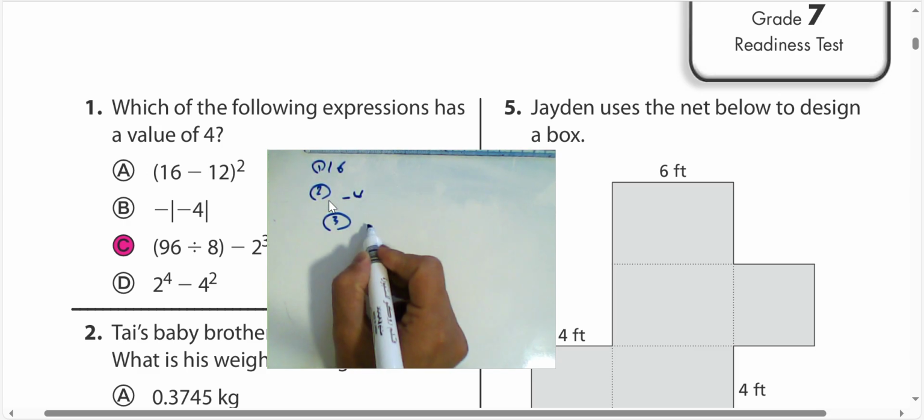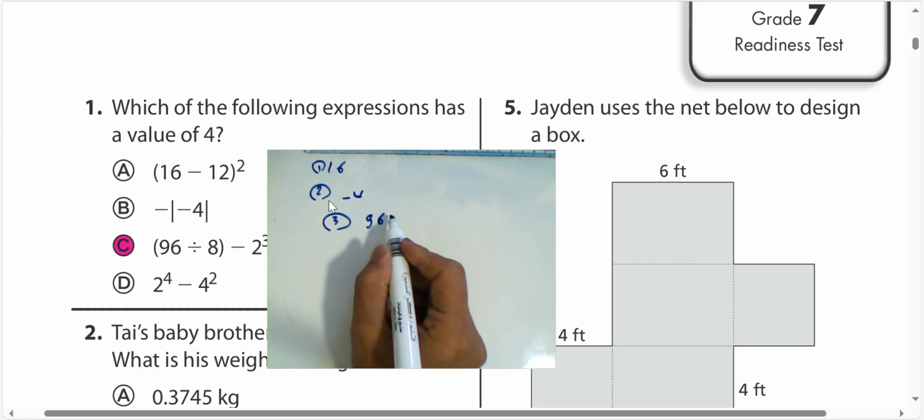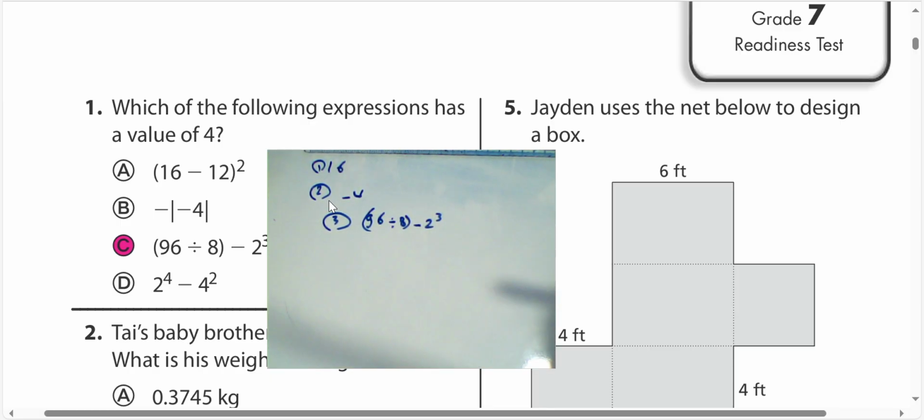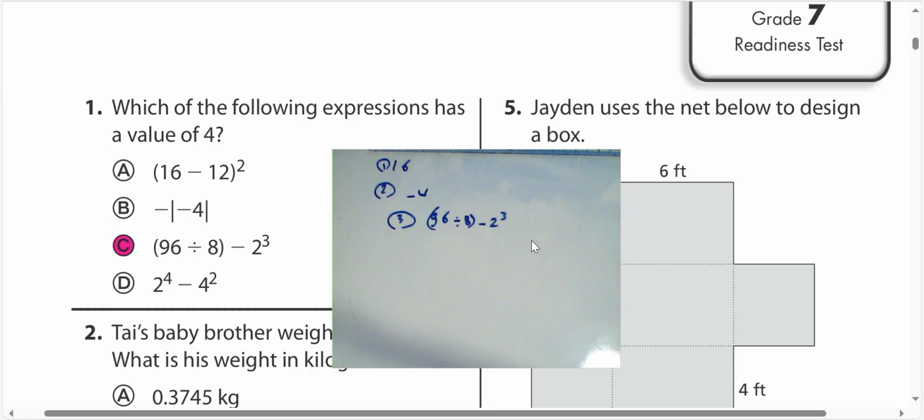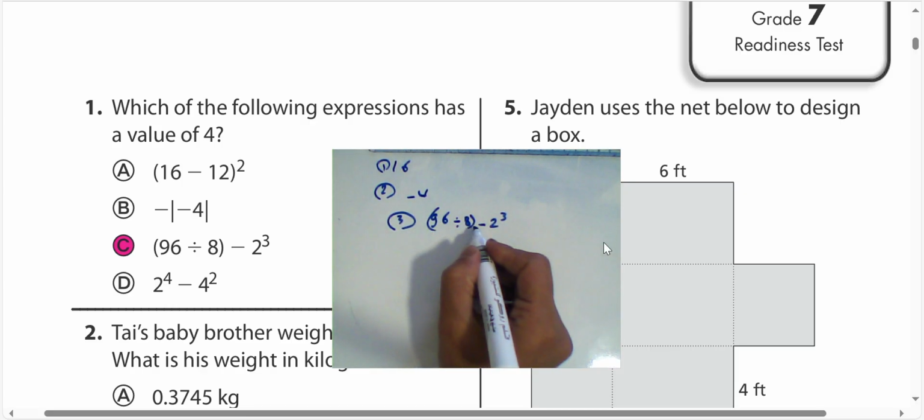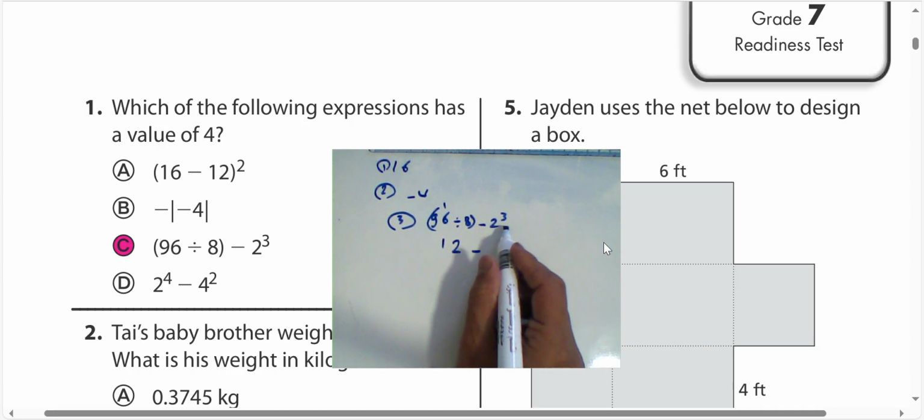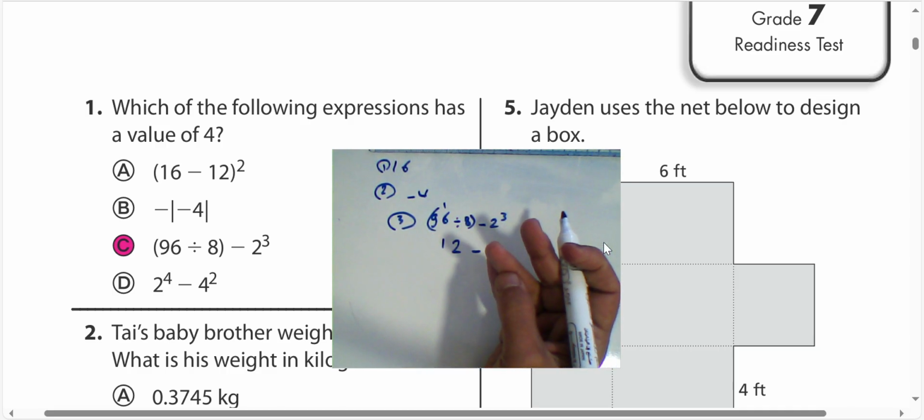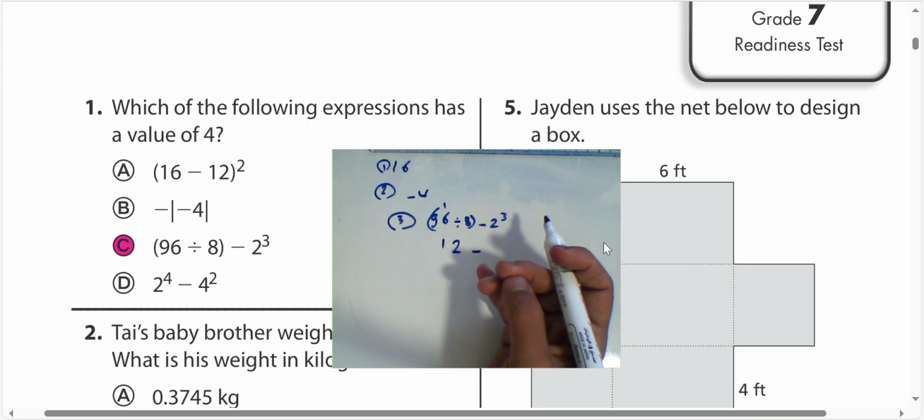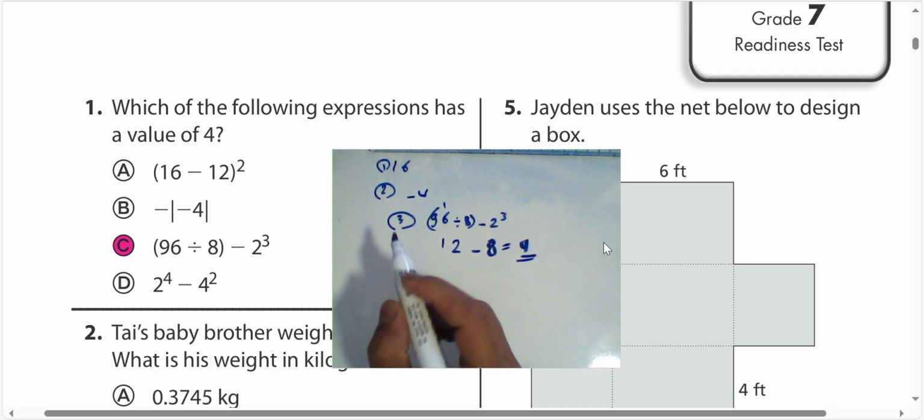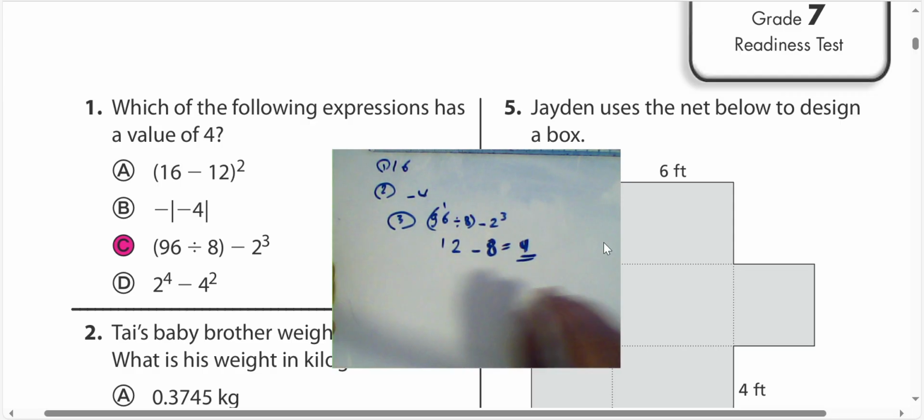Question number 3, we have 96 divided by 8 subtract 2 power 3. 96 divided by 8 equals what? We know 9 divided by 8 equals 1 and the remainder 1. 16 divided by 8 equals 2. Subtract 2 power 3: 2 times 2 times 2, 2 times 2 is 4, 4 times 2 is 8. Then 12 minus 8 equals 4. Then the answer for this question you must choose letter C. Okay, answer here letter C.